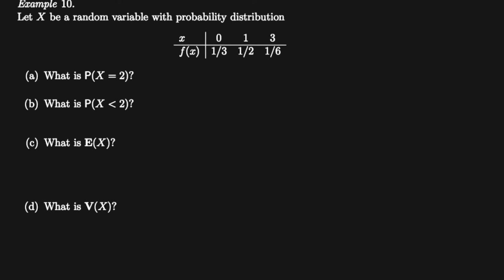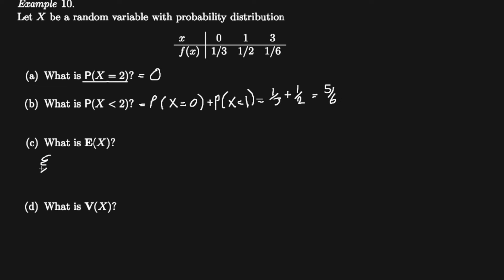Now we can move on to example 7. The first part is asking, what is the probability of x equals 2? Now we can see that the probability of x equals 2 would be 0 because we can't see any x values of 2. Part B is asking, what is the probability of x less than 2? That would be the probability of x equals 0 plus the probability of x equals 1, which is equal to 1/3 plus 1/2, which is equal to 5/6.